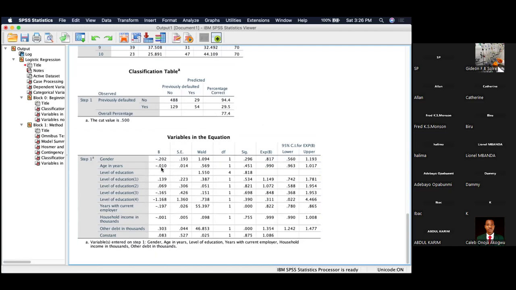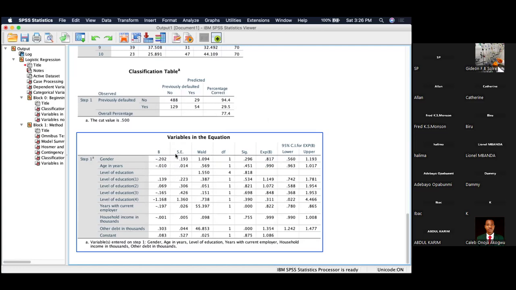And the last outcome table here is what we call the variables in the equation. The first column here lists all the variables we have used in the regression analysis: gender, age, level of education, and so on and so forth. Now, the next column here is your B, or your beta coefficient, or the slope. Just as in your normal regression model, that's what you have here.